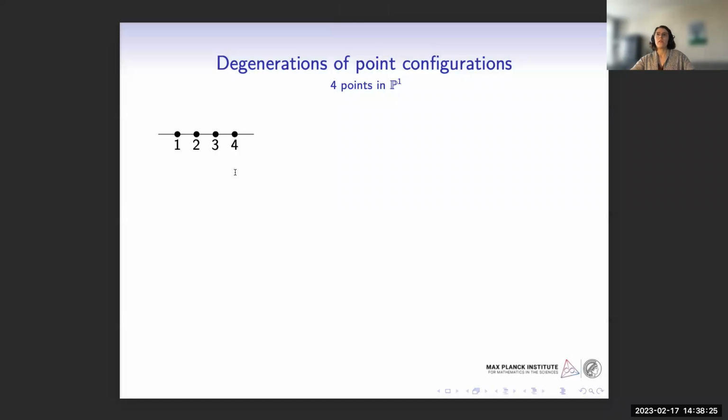Okay, so we're starting with a very easy case, which is just 4 points in P1. If I have 4 points in P1, as a matroid, this will be the uniform matroid of rank 2 on 4 elements. And what can happen if my points degenerate? Basically, the first thing that can happen is that 2 points will collide. Maybe my points 3 and 4 will collide.